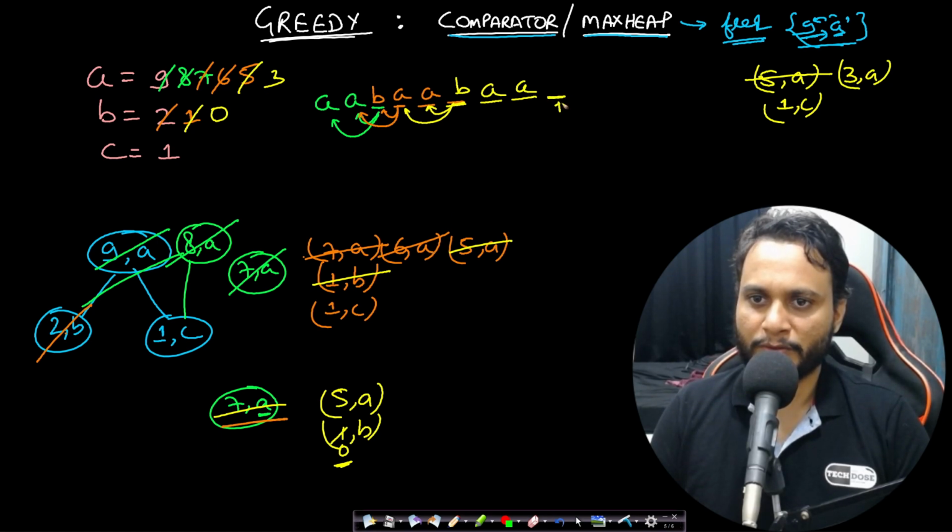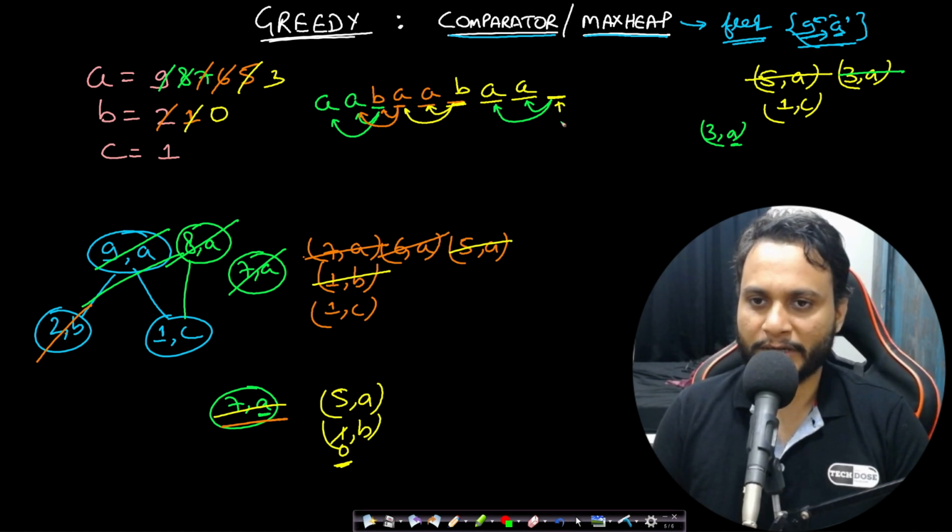And for the next character to be pushed, we will be taking out this 3 comma A, right? And then we will be checking that the current character is A. So I'll be checking with the previous two characters, it is the same, so I cannot push A here. I will be taking out the next option. If you do not have the next option, then actually you are done. But we have a next option, right?